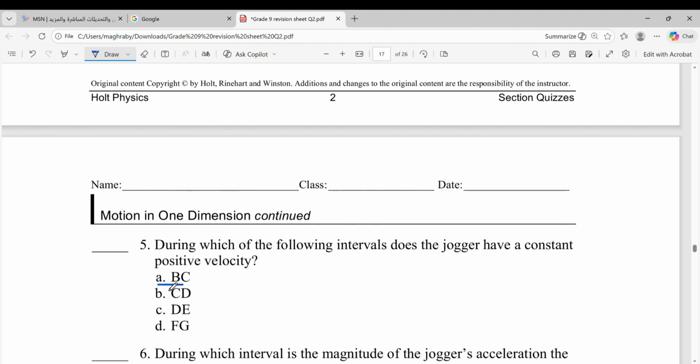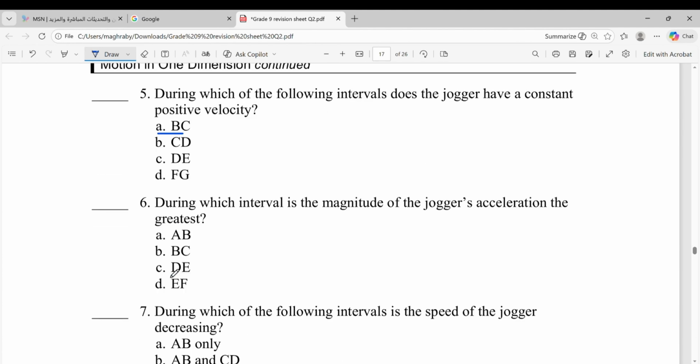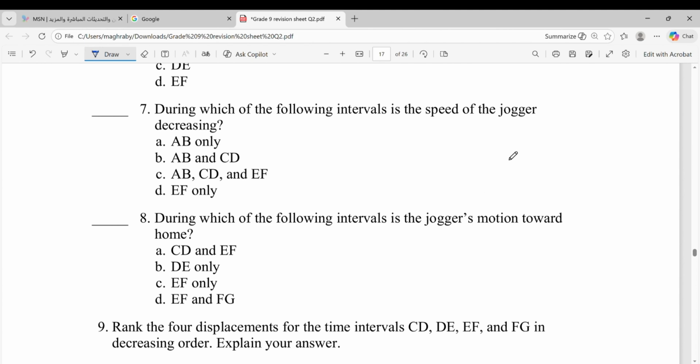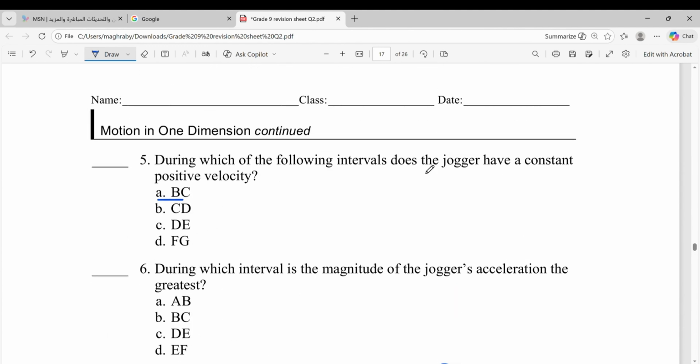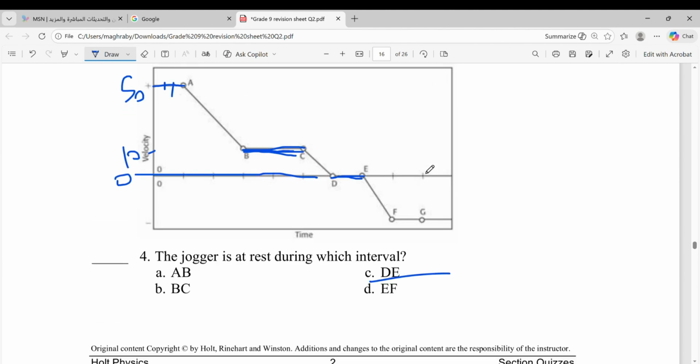So 5 is A. Okay. During which interval does the speed, not the velocity, the speed of the jogger decrease? Number 7. Speed decrease. Here speed is decreasing. And here speed is decreasing. And here speed is decreasing.